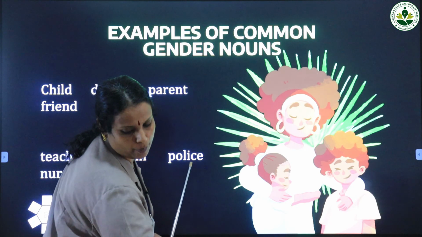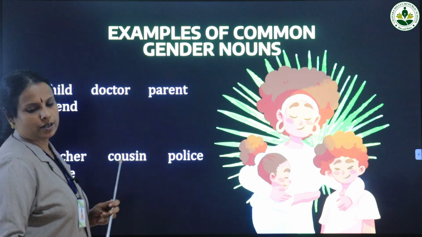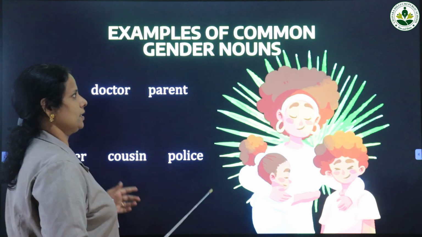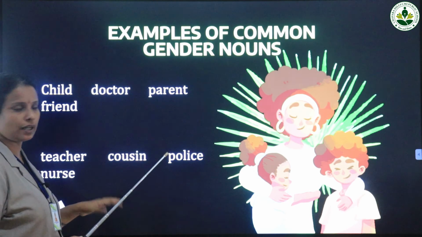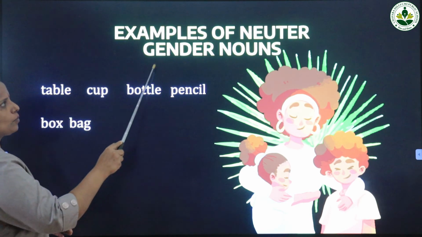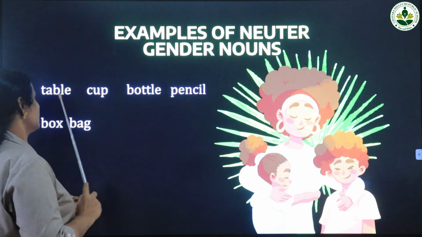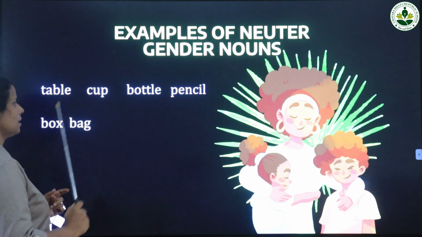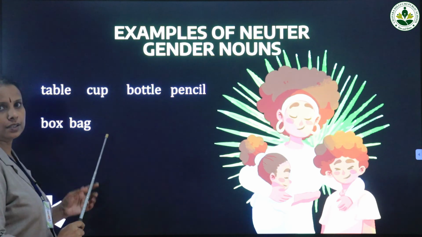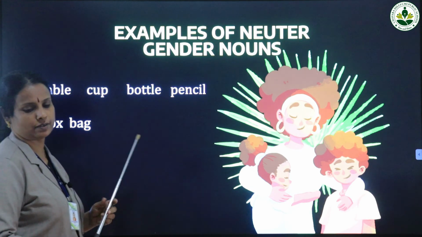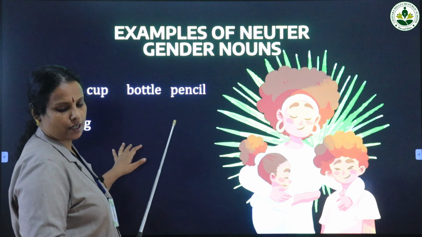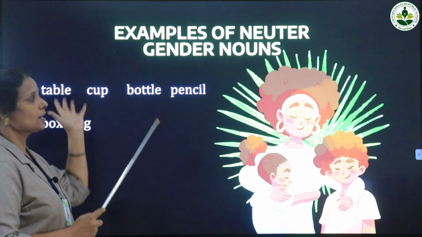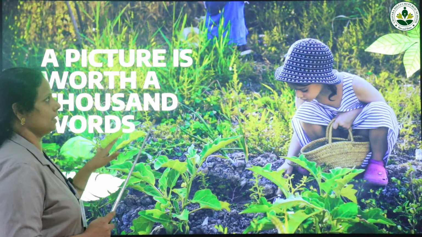What is common gender? A noun that may be masculine or feminine but not neuter. Then examples of neuter gender. Table, cup, bottle, pencil, box, bag. These all are examples of neuter gender, which denotes lifeless things. They do not have life, isn't it? So these things are called neuter genders.